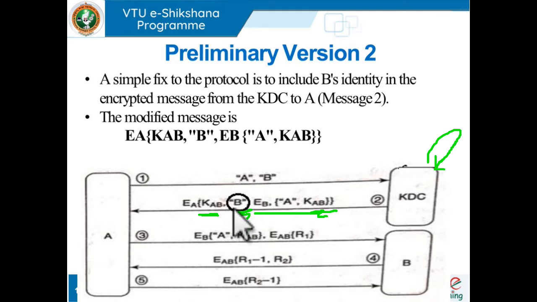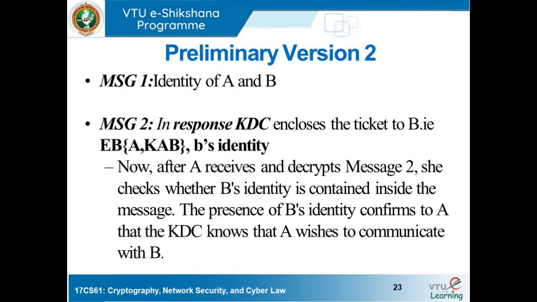A is wishing to communicate, and this is the session key that needs to be used to communicate to A. Now this entire information that A is wishing to communicate, along with the session key that should be used for further communication, is encrypted using the long term key that is shared between, over here we can see EB, a long term key shared between B and the KDC. Now this entire message, the second half of the message, is intended for B.